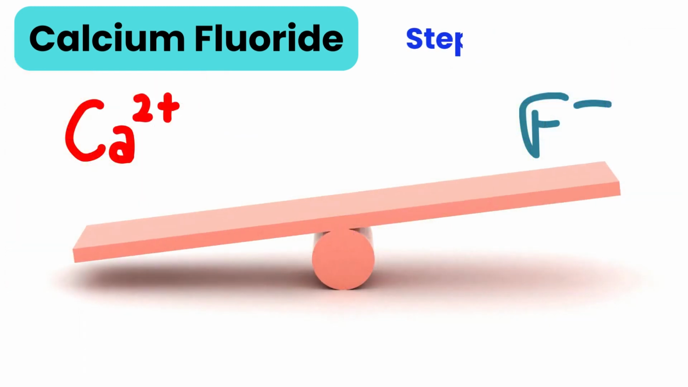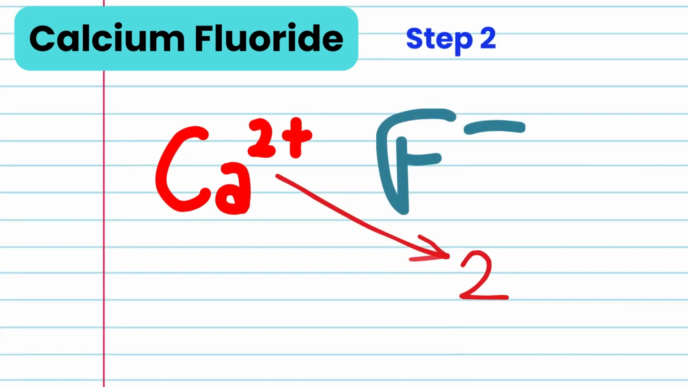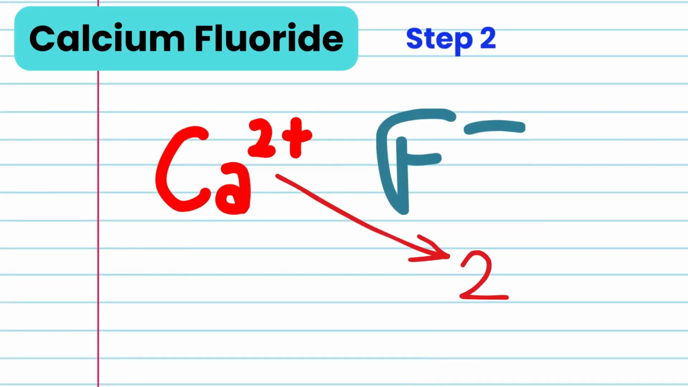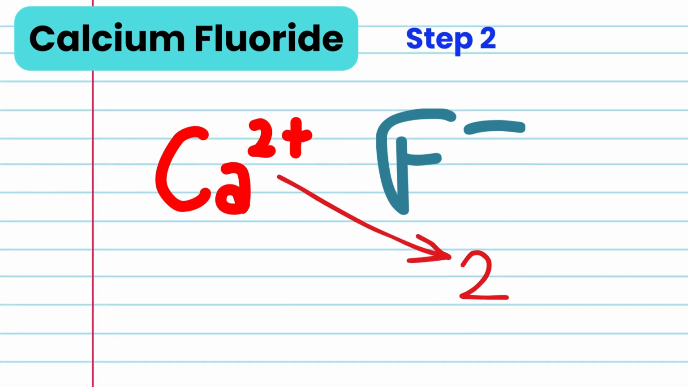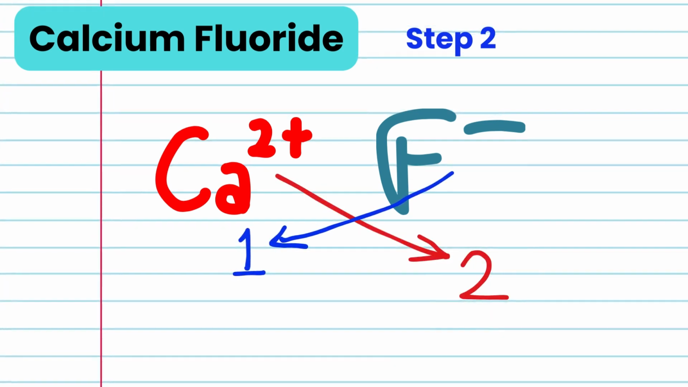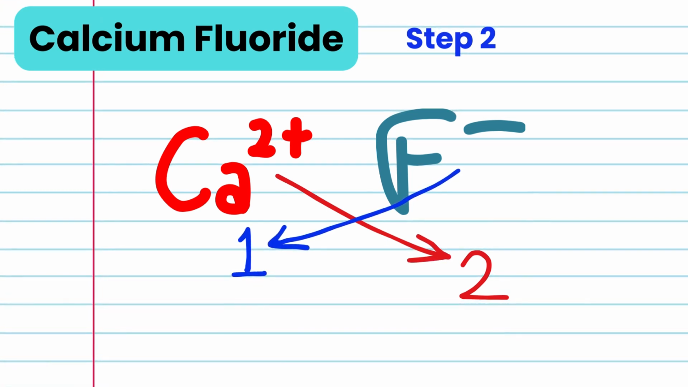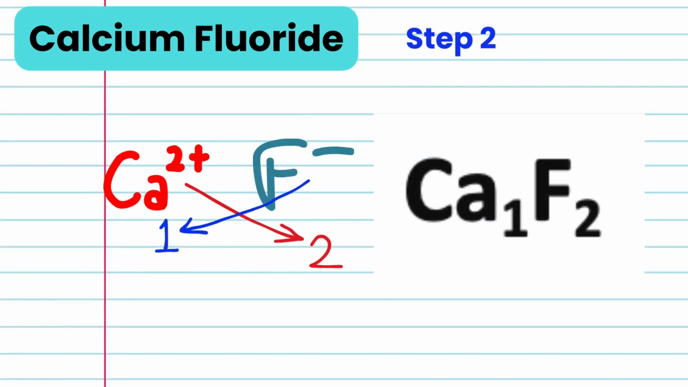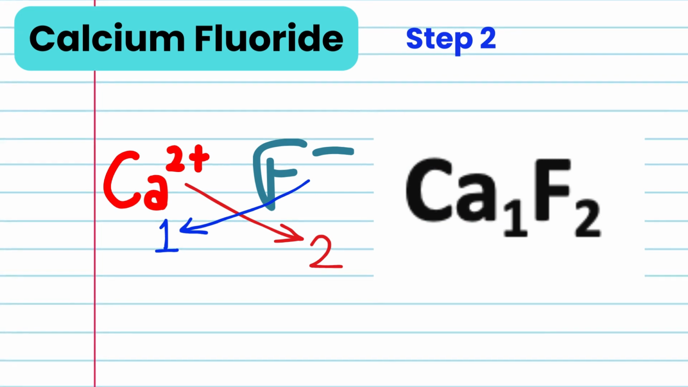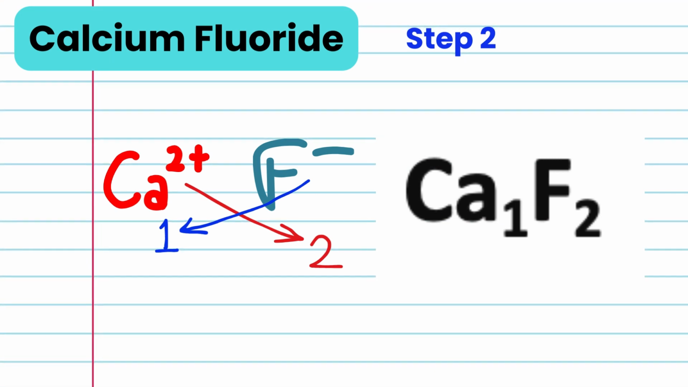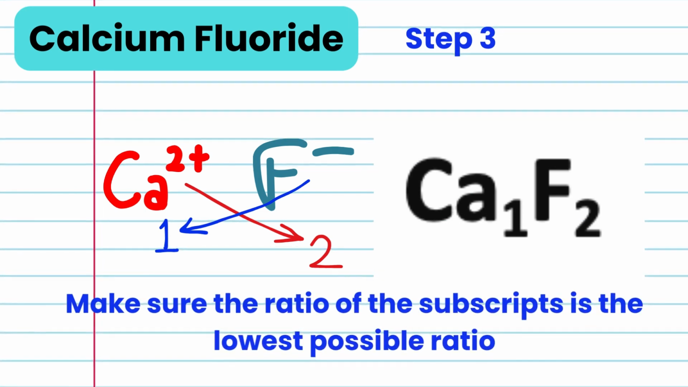Step 2. The positive and negative charges need to balance in the compound. So the number of the charges of the metal without the sign becomes the subscript for the non-metal. Same way, the number of the charges of the non-metal without the sign becomes the subscript of the metal. This is called criss-crossing. So it will look like Ca subscript 1, F subscript 2. Step 3. Make sure the ratio of the subscripts is the lowest possible ratio.